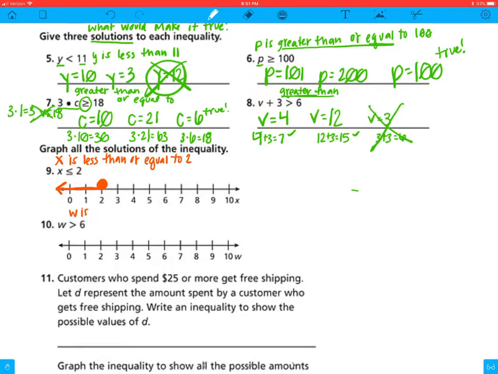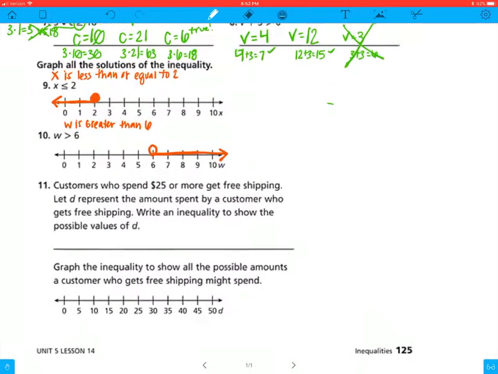Number 10. w is greater than 6. So when I graph this, I'm going to go to the 6, and I'm going to put a circle, but it will not be a filled one. It'll be empty. My arrow will go to the right, and I could check my answer by saying, well, 7 is greater than 6, so is 9, so is 8, so is 10.